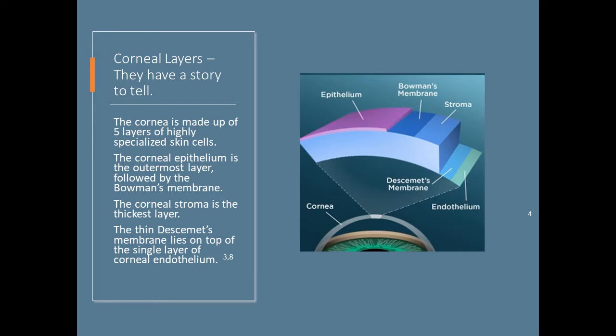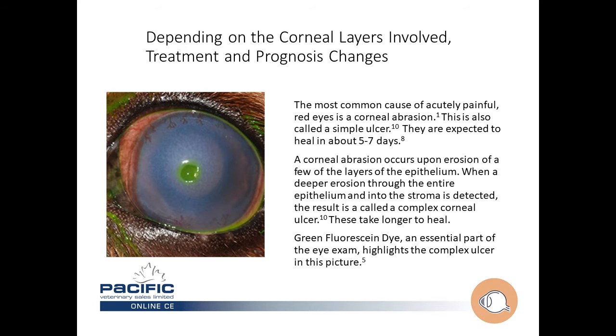The corneal layers have a story to tell. The cornea is made up of 5 layers of highly specialized skin cells. The corneal epithelium is the outermost layer, followed by the Bowman's membrane. The corneal stroma is the thickest layer. The thin Descemet's membrane lies on top of the single layer of the corneal endothelium. Depending on the corneal layers involved, treatment and prognosis changes.